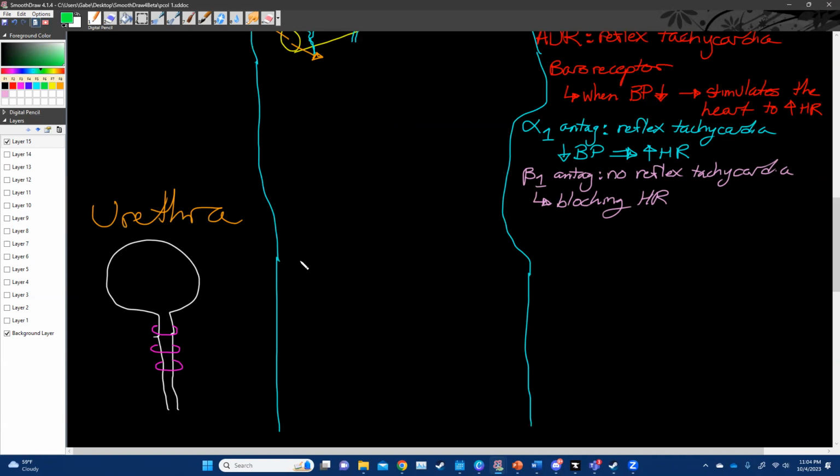So smooth muscle constriction leading to urinary retention. Conversely, in, I should have written that in orange. My bad.